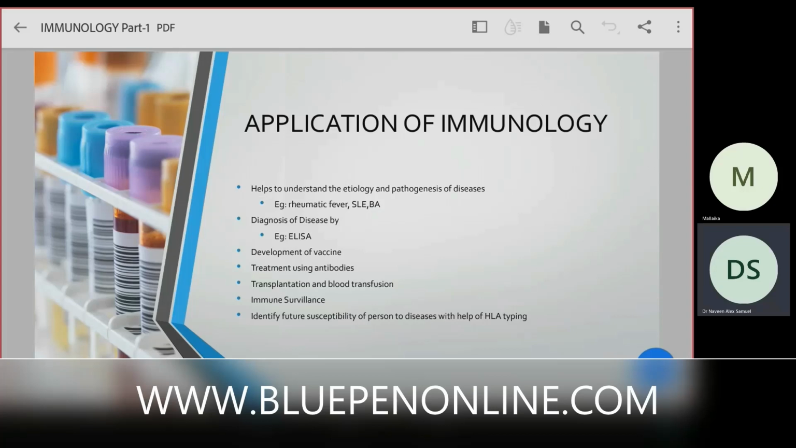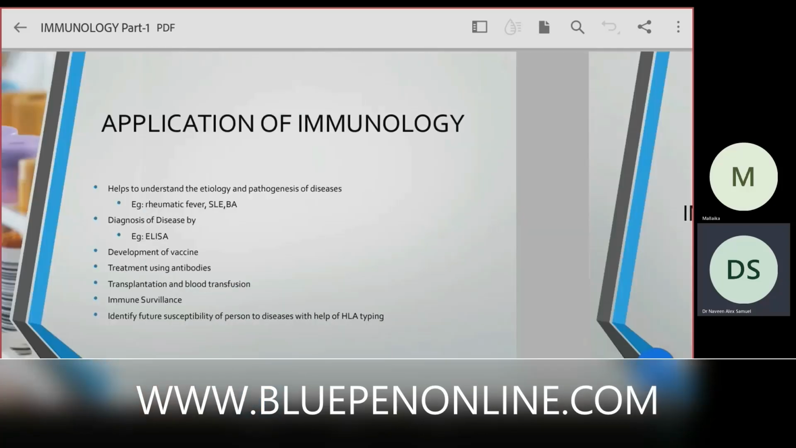Then in blood transfusion also we do screening. Then immunology is applied in immune surveillance. Then we identify future susceptibility of a person to a disease with the help of HLA typing. There's thalassemia screening, then HLA typing, then you find out whether there is any disease like osteogenesis imperfecta. So it helps in screening also.